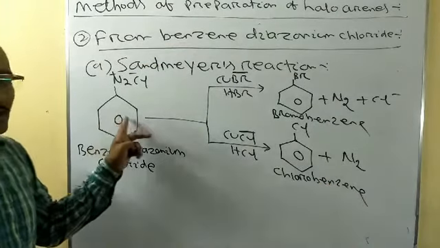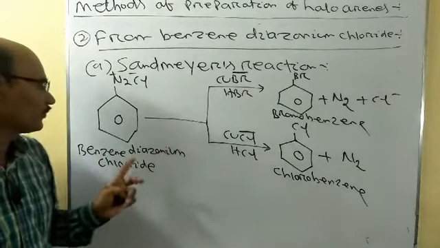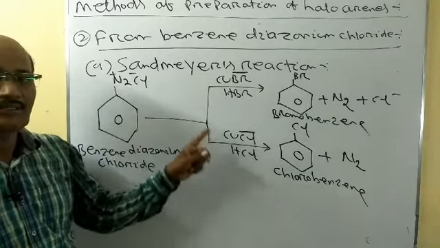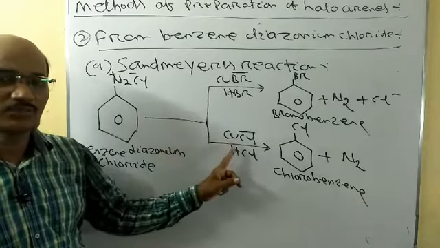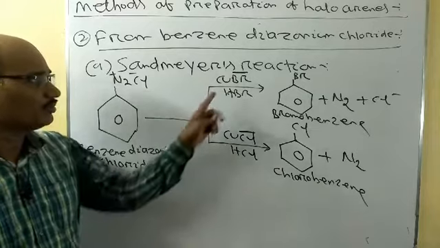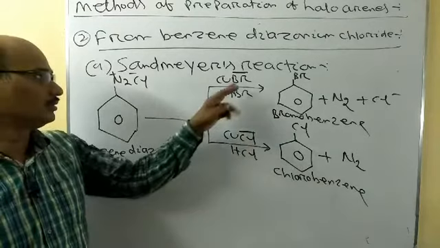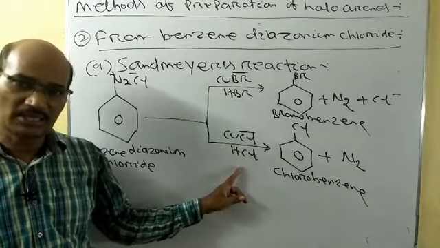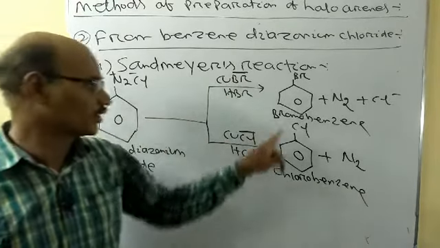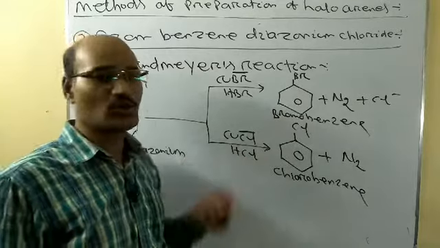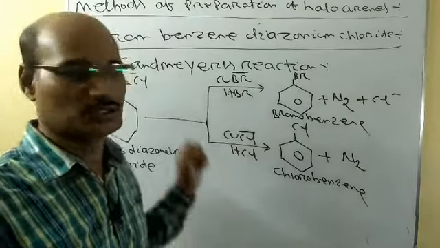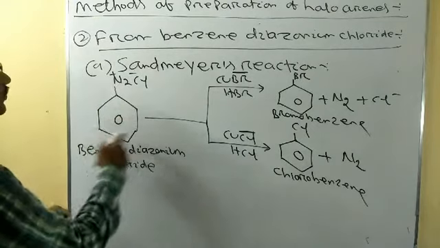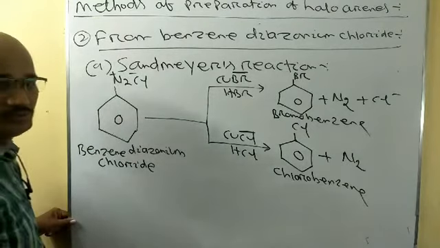So benzene diazonium chloride when treated with copper halide CuBr or CuCl in presence of the corresponding hydrogen halide, that is CuBr, HBr, CuCl, HCl, then the bromo and chlorobenzenes are obtained, and this is called Sandmeyer's reaction. And this benzene diazonium chloride we can prepare from the benzene.